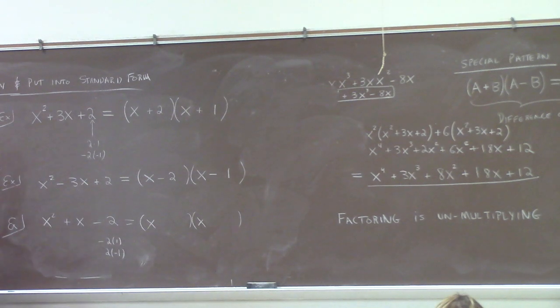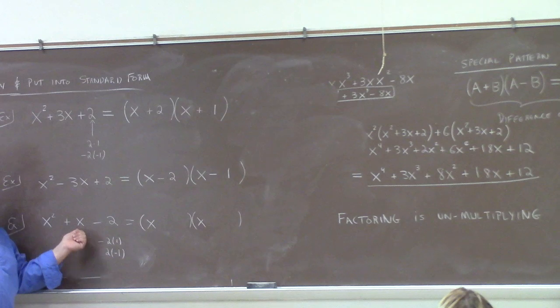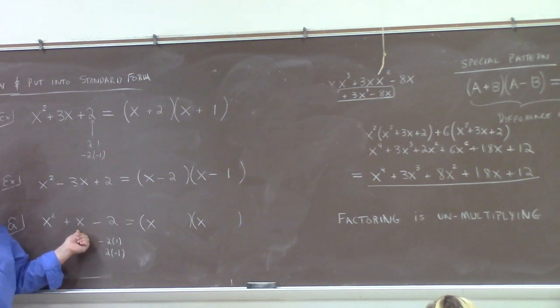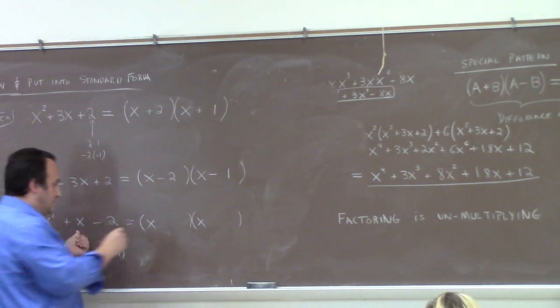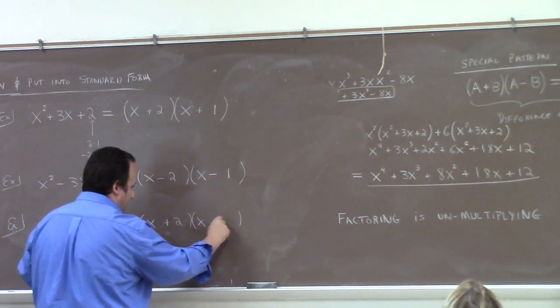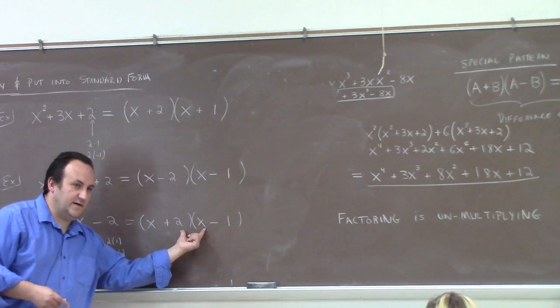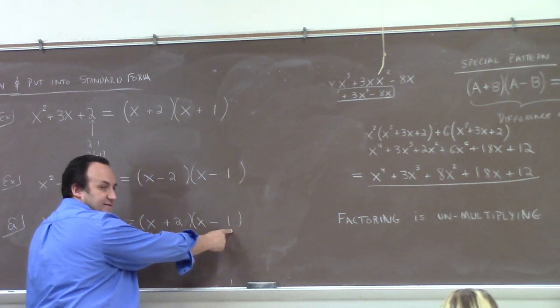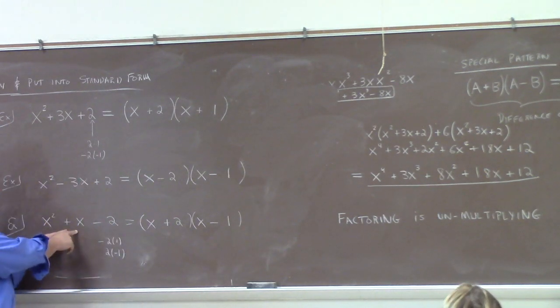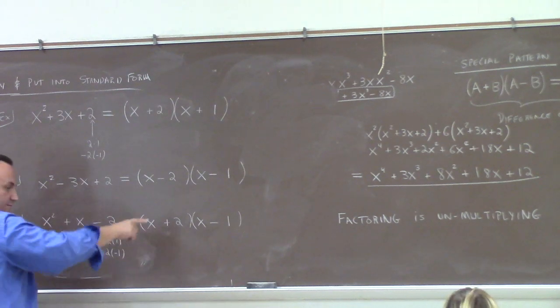I know. If we want this plus x, that means what? If we want this plus x, we better go with the plus 2 because we want it to win. Now FOIL it out. Does it work? We got plus 2x. We've got minus x. So we get 2 minus 1, which is 1. Got it.